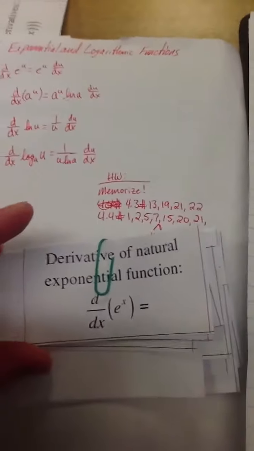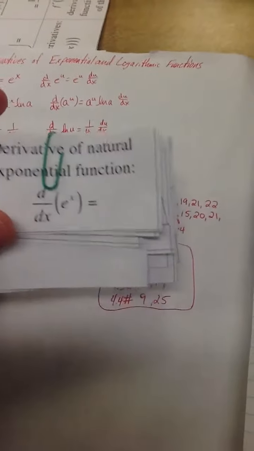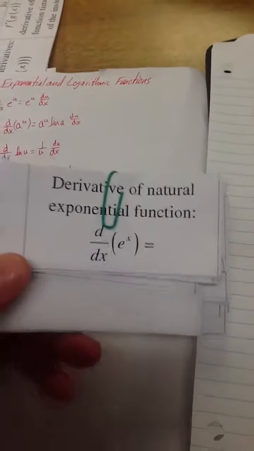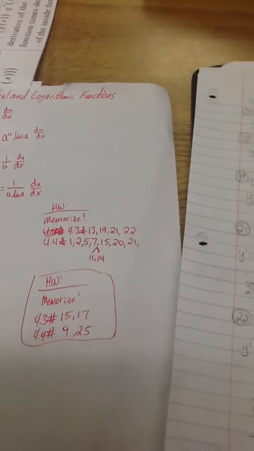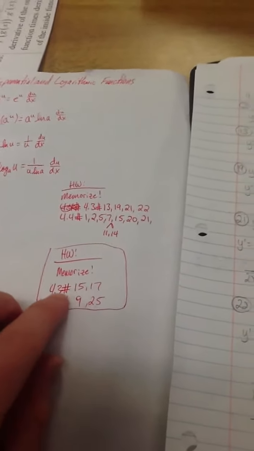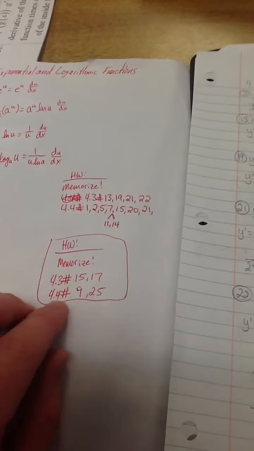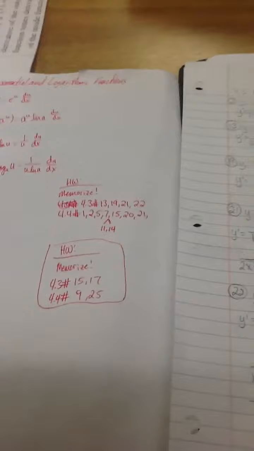I've given everyone some flashcards for those derivatives. You guys can either make your own, or you should probably make your own, because by the time you get back, you should already know them. So we did that. Their homework again was to memorize everything. And then we're just doing more practice with these, so I just gave them 4.3, numbers 15 and 17, and 4.4, numbers 9 and 25. That's it.